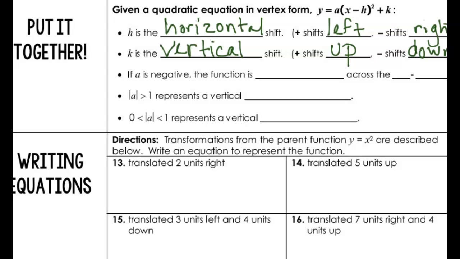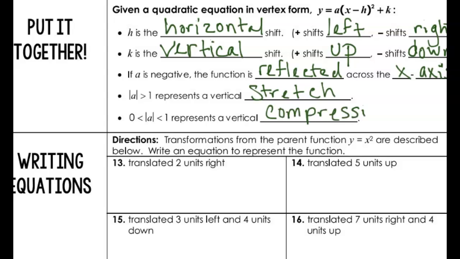Now remember that if a is negative, that tells us that the parabola opens down, which we call a reflection over the x-axis. You can also say flipped. And remember that if a is greater than 1, if we have a larger number being multiplied, we're going to call this a stretch or narrower.